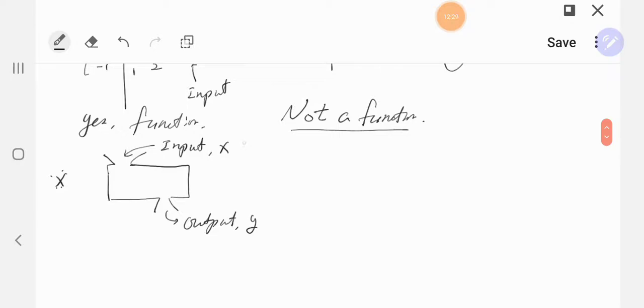So if 1 goes inside, then it will do some calculation like this: x plus 1. Does it make sense? X plus 1, and then it will give you the output, which is 2. So we can write it like this: y, the output, is equal to x plus 1. This expression, x plus 1. So if an input is given, the input goes inside. So if x, let's see here, x and y.